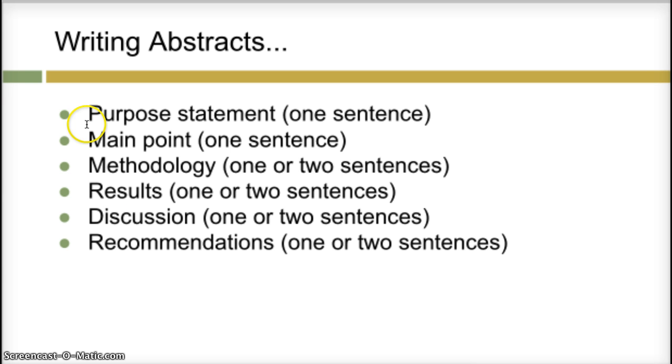So for example, your purpose statement should be about one sentence, main point, one sentence. You could use one, two, or three sentences to describe your methodology. In other words, how did you do your research? Results, again, in about a sentence or two. Discussion about those results, why they might be important, or answering the so what question. And then finally some recommendations in another couple of sentences.